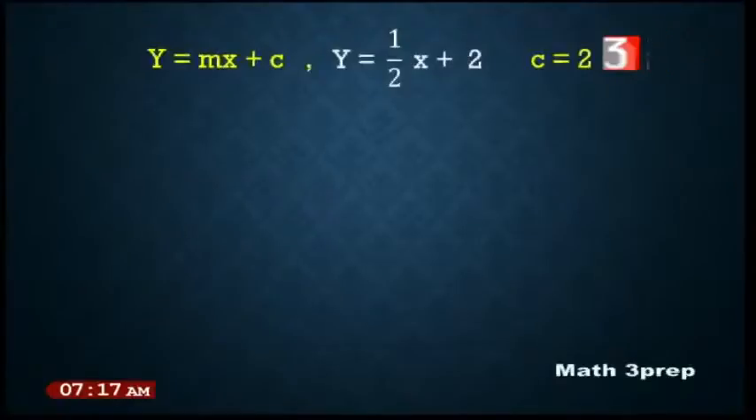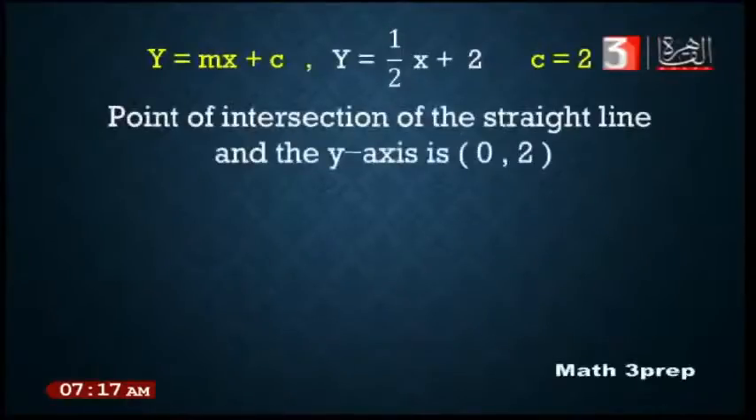Now, to find the point of intersection of the straight line with the y-axis, how can you find it? When the straight line cuts the y-axis, the value of x is 0. And what about the value of y? It is the value of c. So we can say that the point of intersection of the straight line and the y-axis is the point (0, 2).